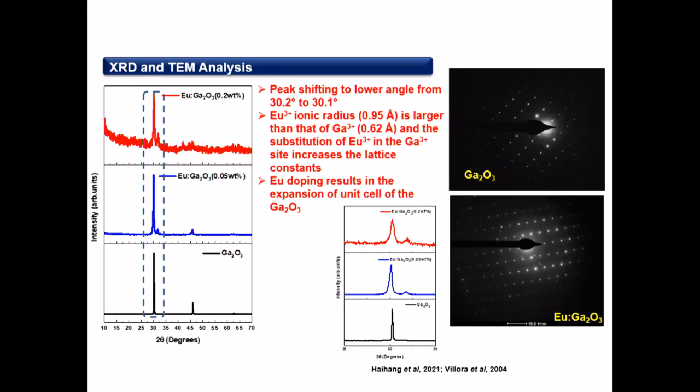And also, we can image elemental mapping using this transmission electron microscope. We can also find defects, point defects or surface defects. This is again for our own samples. We did electron diffraction as well as imaging. You can see each point is an atom, a gallium atom or an oxygen atom. You can see this. Okay.